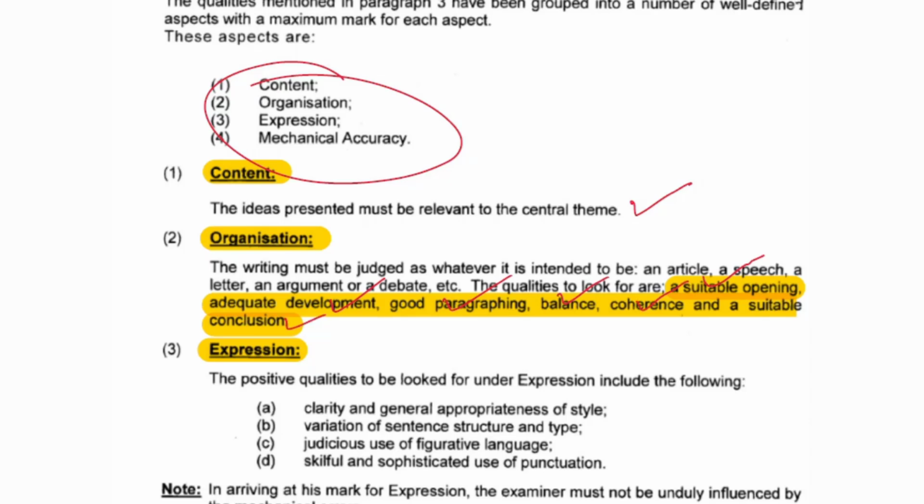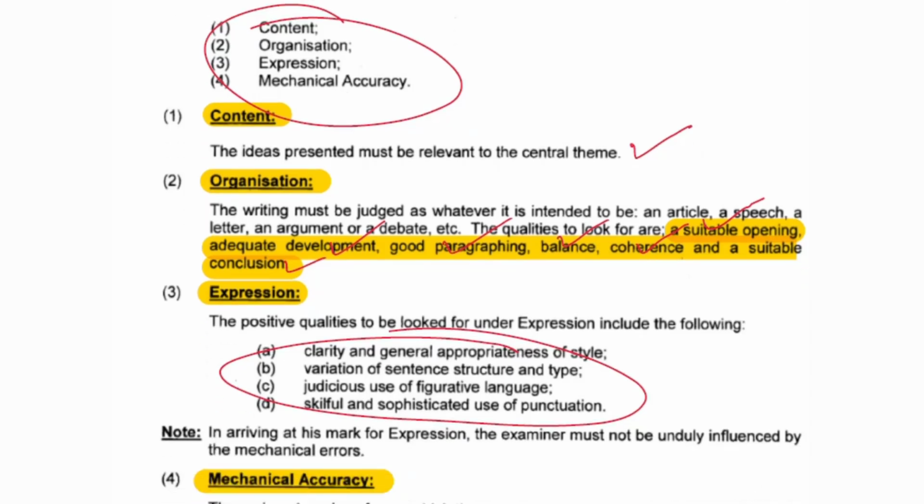If you can follow this rule, like we are going to see in the example of a formal letter, there is a way that you are going to address, you are going to start, and you are also going to end the essay that you are writing. Now for your expression, the qualities that they are looking for is you need to be clear and give the right style whenever you are writing. You should have a variety of sentence structure and type. You should use figurative language correctly if you are making use of it, and your punctuation should be correct. There is also going to be more information on that as we progress.